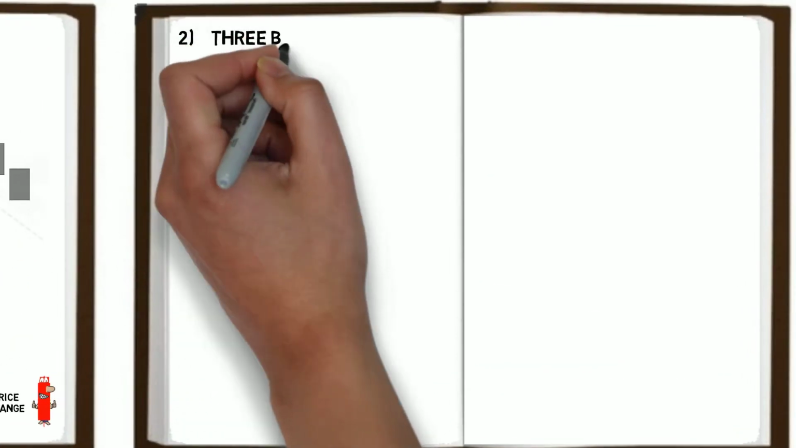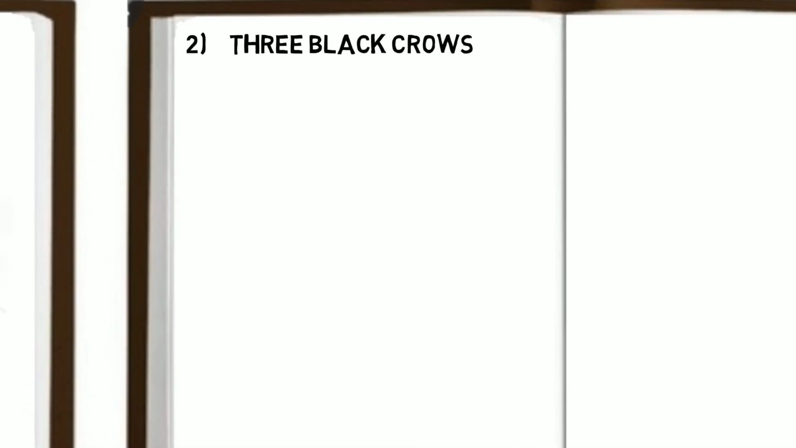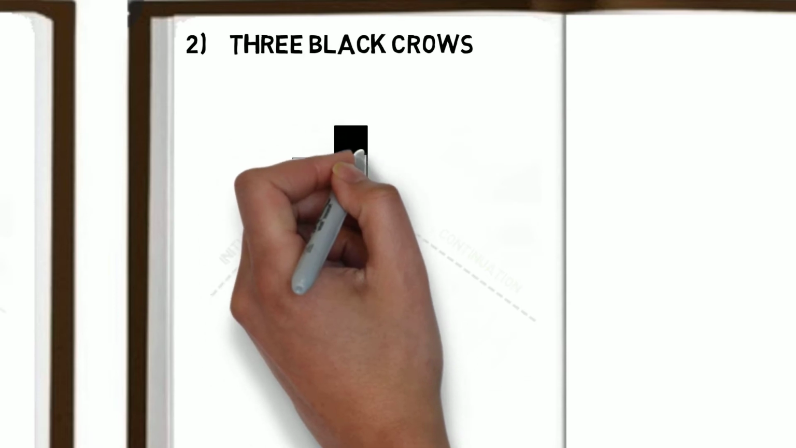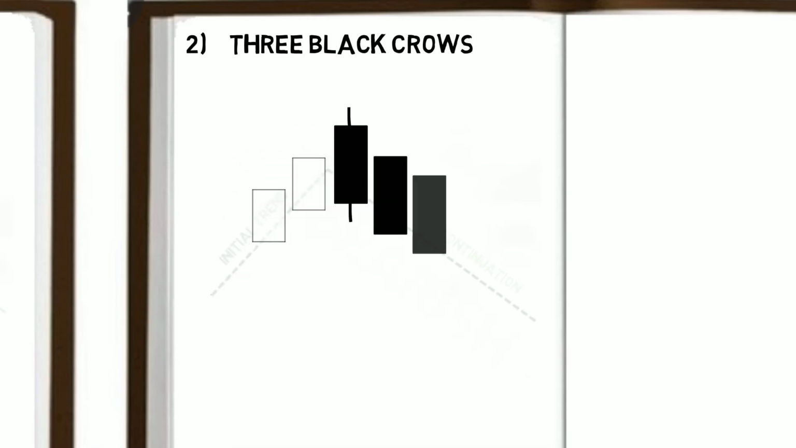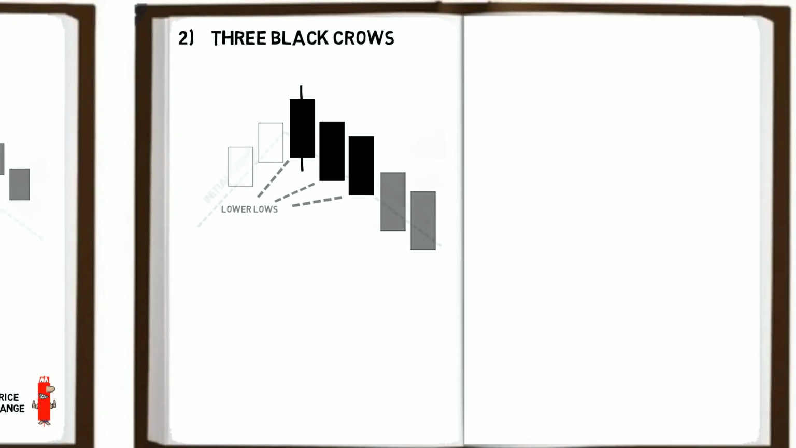In 2nd place, we have the bearish 3 black crows reversal formation. The pattern starts at or near the high of an uptrend, with 3 black bars posting lower lows. This formation predicts that the decline will continue to even lower lows 78% of the time.